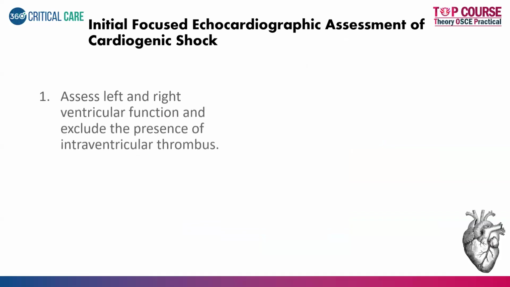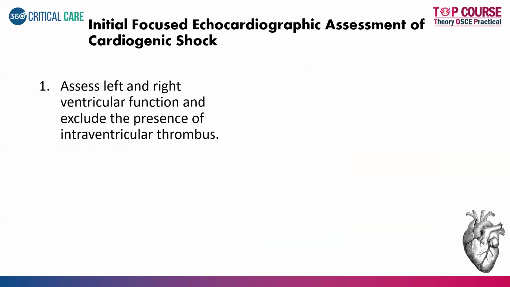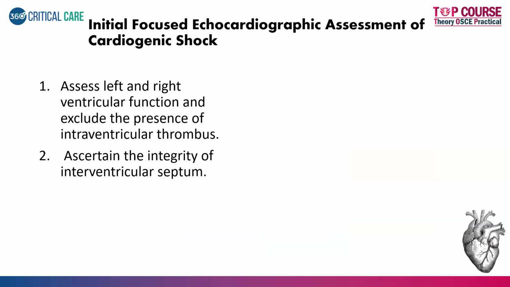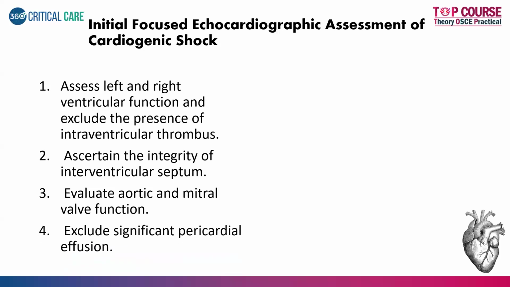The focused echocardiographic assessment for cardiogenic shock usually involves assessing the right ventricular as well as the left ventricular function. At the same time, you should also rule out the presence of any thrombus. Then you should ascertain the integrity of the septum, evaluate the valvular functions, both the aortic and the mitral valve, and exclude any significant pericardial effusion. You should rule out the possibility of a tamponade.